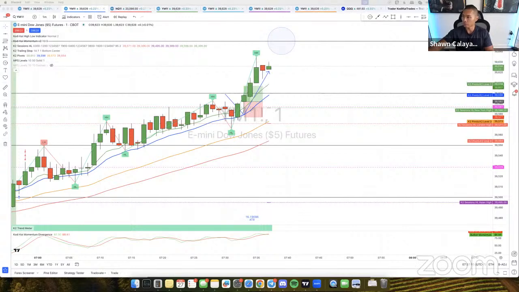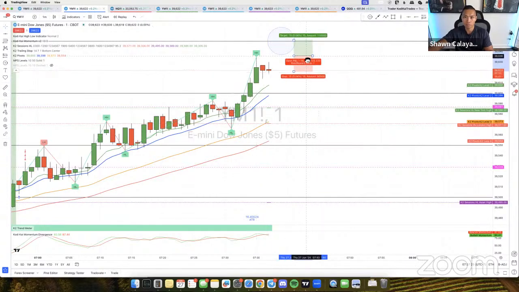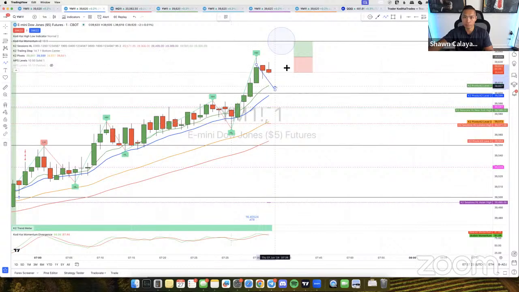All right. So other than that, there's not really much here to take at this moment. Again, if price pushes up higher, it's probably going to bounce off, pivot, come right back up.